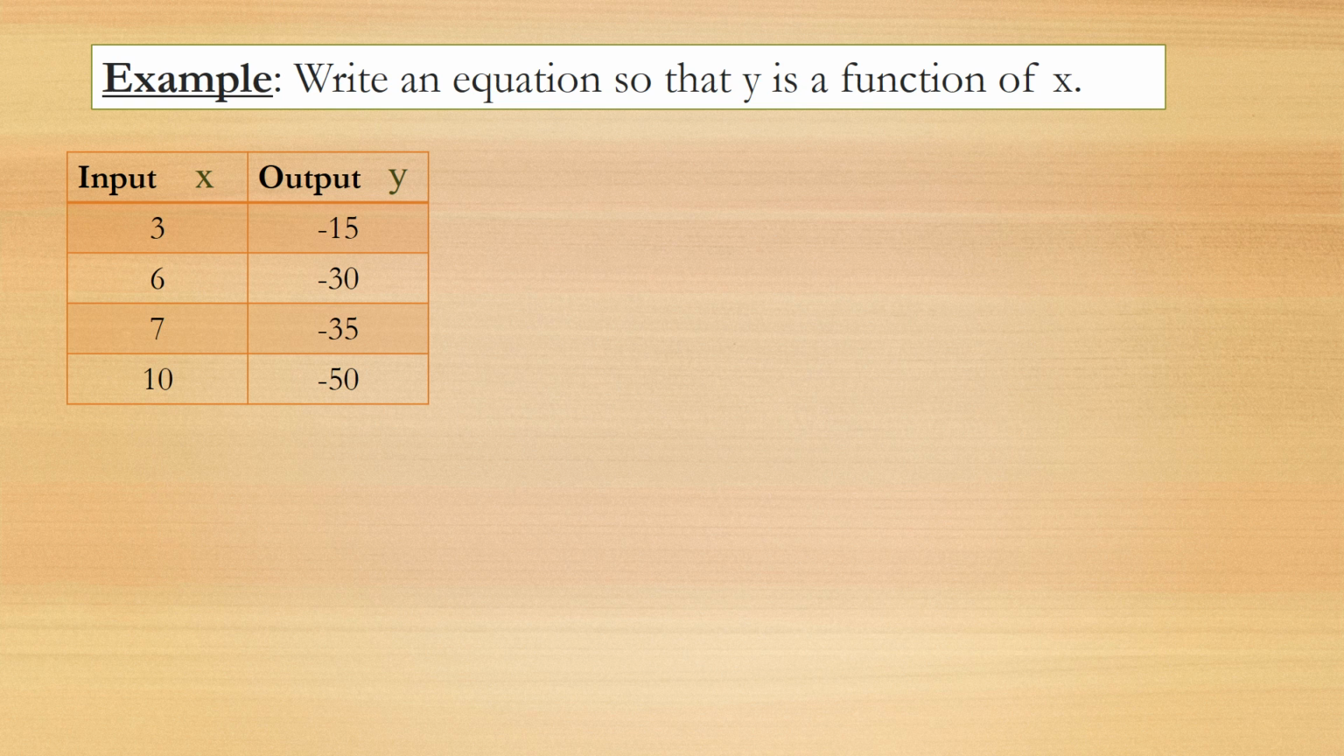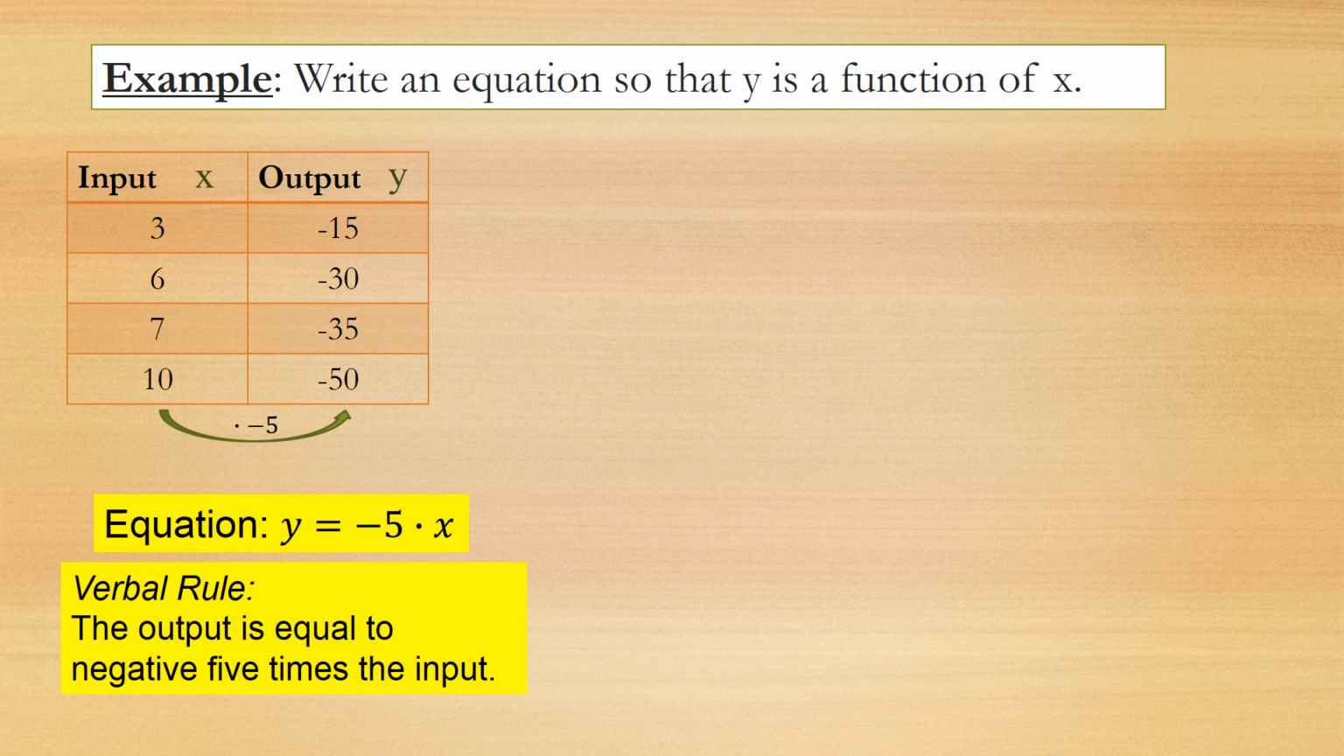Sometimes relations can be represented by an equation, and as you can see here, we have an input and an output, which we're going to use x and y to represent each one just to make our equation easier to write. And if you look at the pattern between the inputs and the outputs, you will see that to get from 10 to negative 50, we can multiply by negative 5. Therefore, our equation is y equals negative 5 times x, or just negative 5x. If you're asked to write a verbal rule, just say the output is equal to negative 5 times the input.